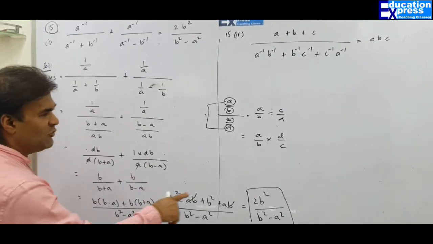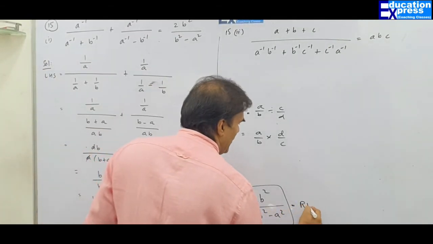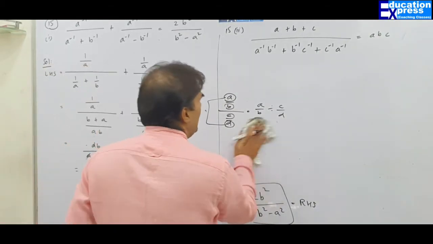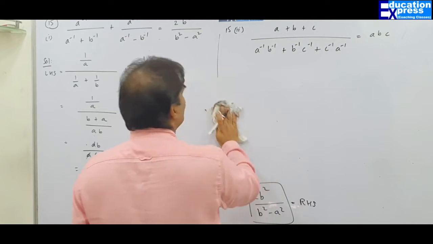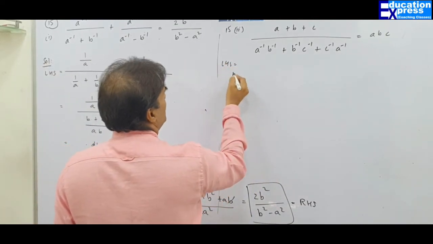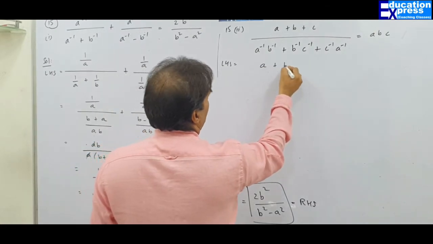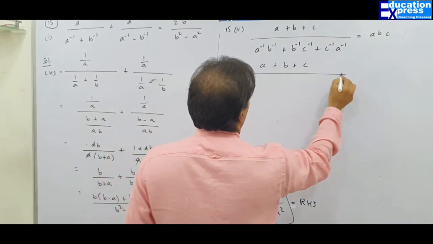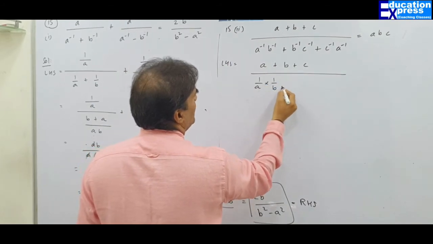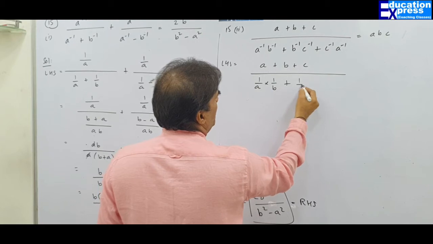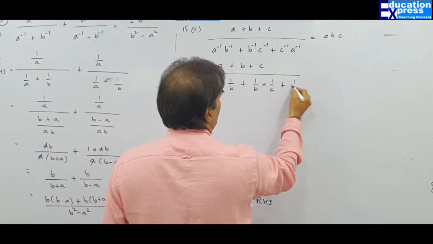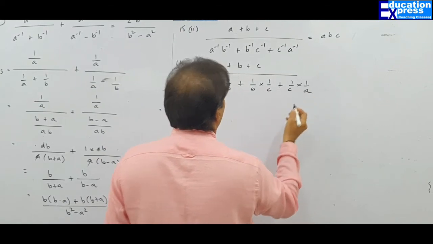LHS equals RHS. Pretty simple, simply following the rules of algebraic expression as well as the rules of indices. Very common question, very interesting question, teacher's favorite question. (A plus B plus C), the whole upon, this can be written as 1 upon A multiplied by 1 upon B, plus 1 upon B multiplied by 1 upon C, plus 1 upon C multiplied by 1 upon A.